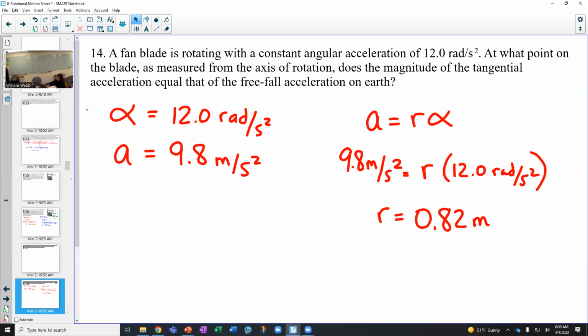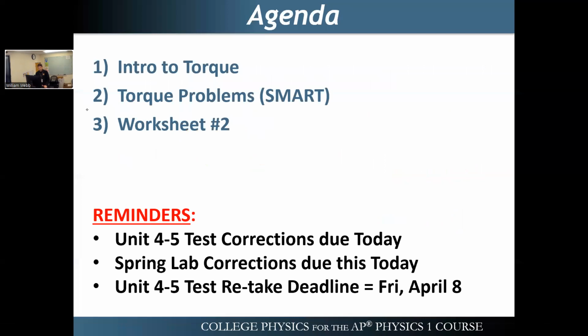All right. So before we move on to torque, any other questions about the rotational kinematics problems we've taken a look at?